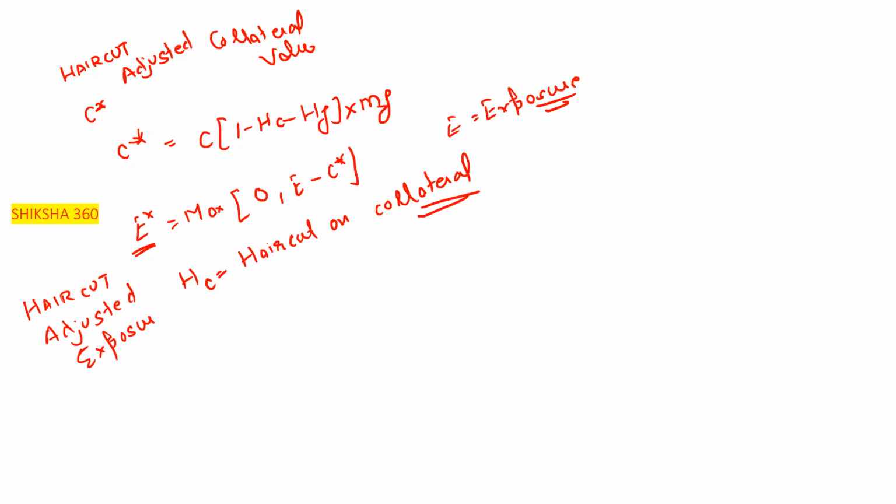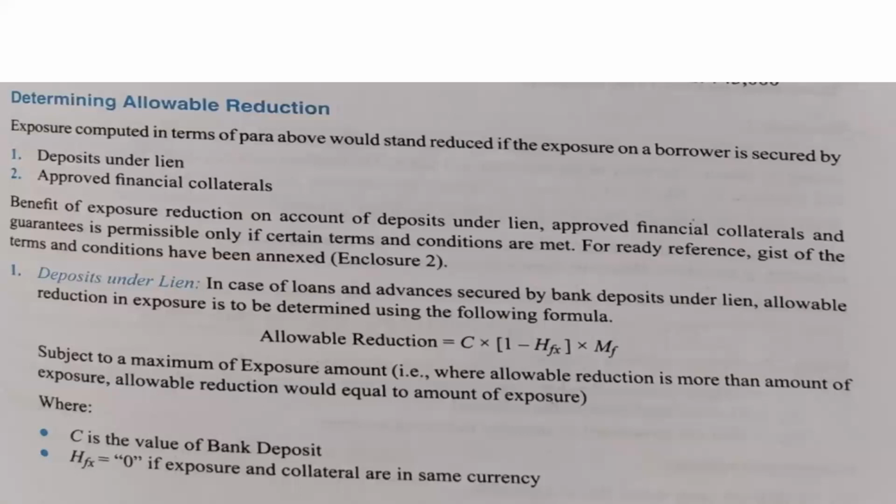For any specific case, like the fixed deposit, the gold loan, or the security, whether it is A rated, triple A rated or double A rated, it depends upon case to case what the haircut is for that specific security. Now there are some different things they have given. So determining the allowable reduction, clear? How much reduction can we do here?